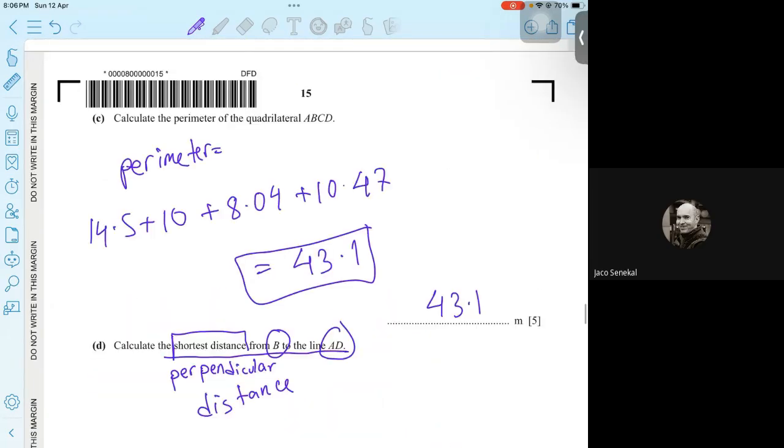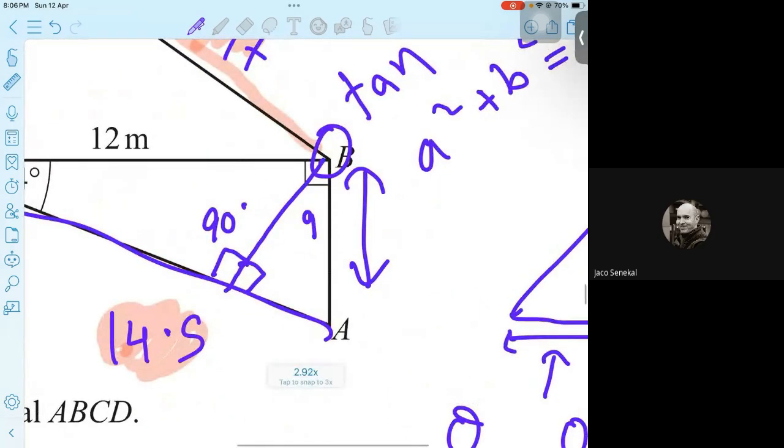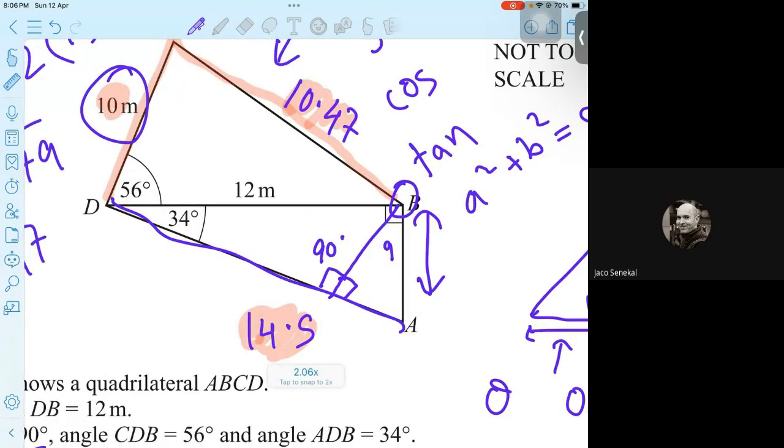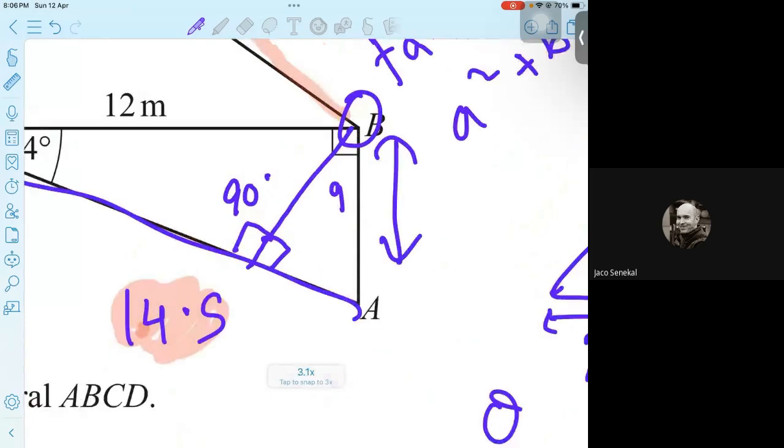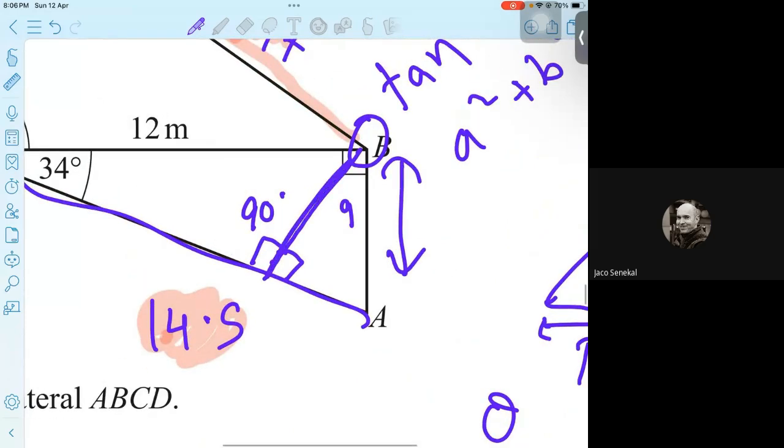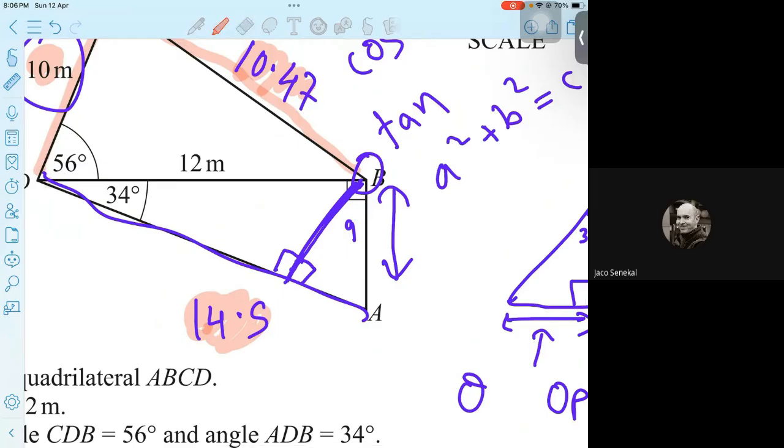Wonderful. So let's redraw this diagram. So we have to now find this length, right? We have to find this length. Let's draw this triangle. Okay, let's use this triangle. I know this is a 90 degree. I know this is 12, this is 34. So all I have to do is just find this side now, right?